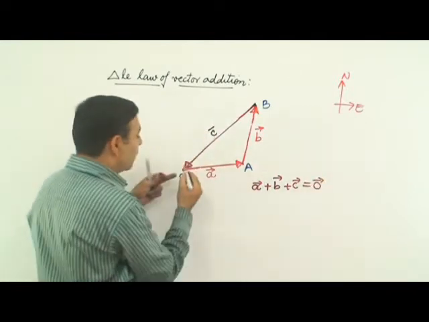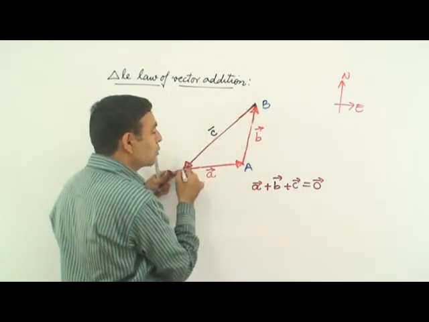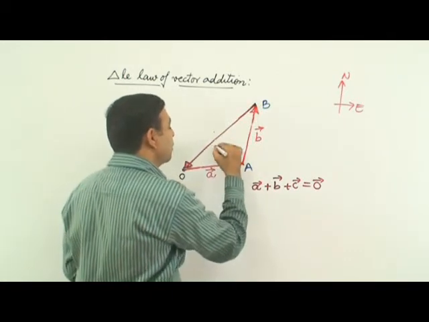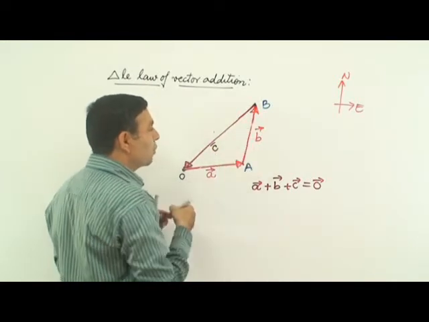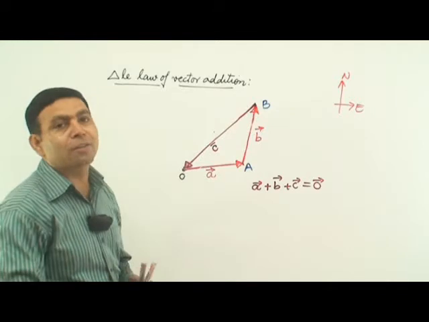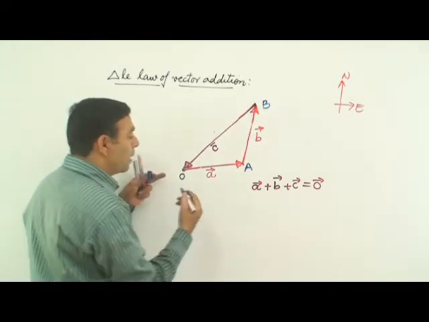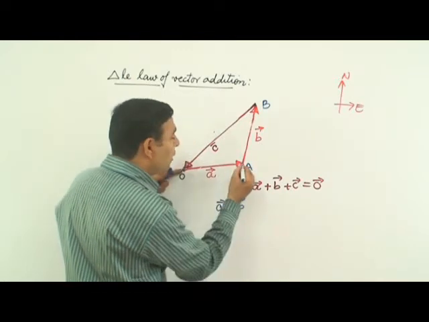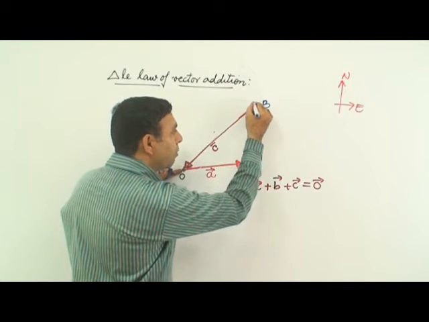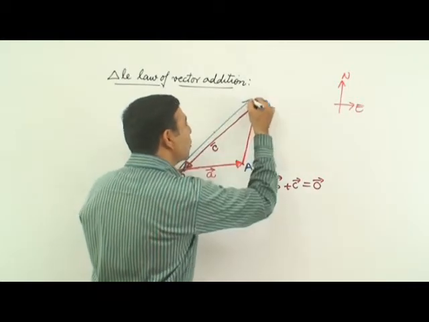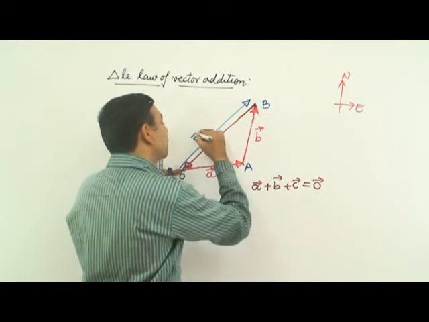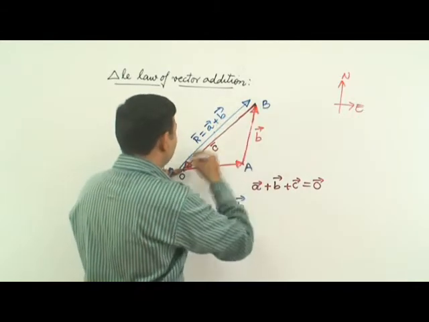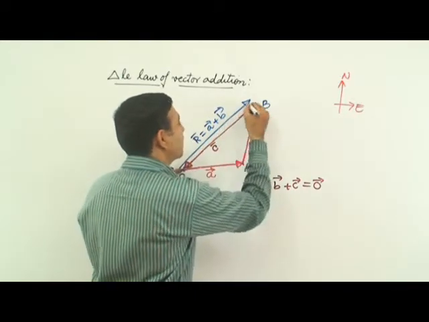See, tail, head, tail, head, tail, head, closed figure. So the result is going to be 0. Remember, C is not the resultant of A and B, because according to triangle law, the resultant is the third side in reverse order. Let us add up A and B. See, tail, head, tail, head. Now the resultant will be head, tail, third side in reverse order. This is the resultant of A and B.